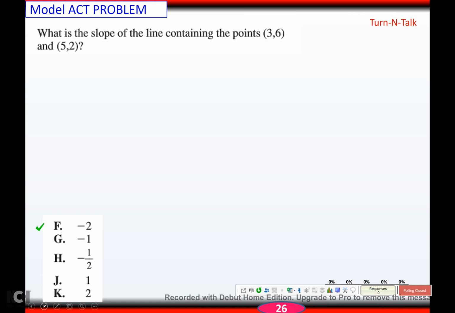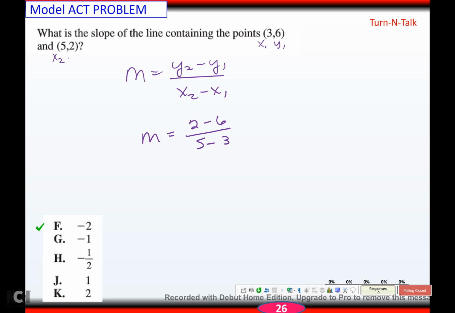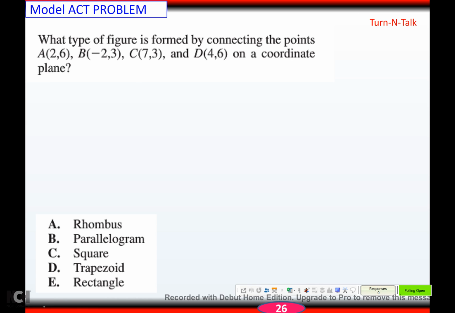All right, it says, what is the slope of the line containing those 2 points? Slope is y2 minus y1 over x2 minus x1. So my slope is going to be 2 minus 6 over 5 minus 3. This would be x1, y1. This would be x2, y2. Okay, so if I do the math, that's negative 4 on top. That's positive 2 on bottom. So my slope is negative 2. Okay. All right, try this one. Hit pause. Come back when you're ready.